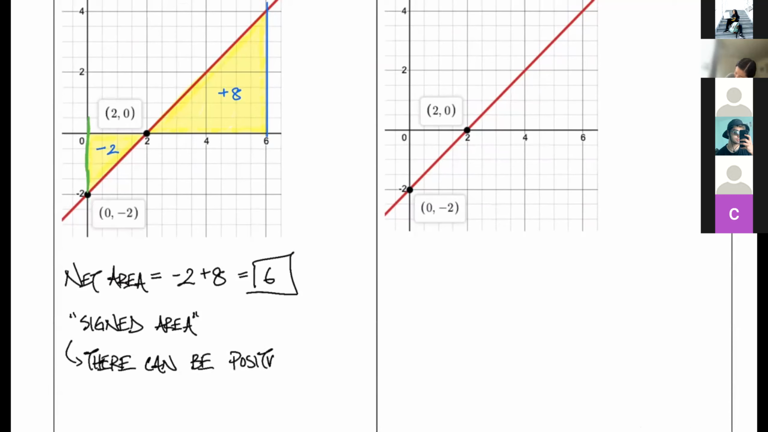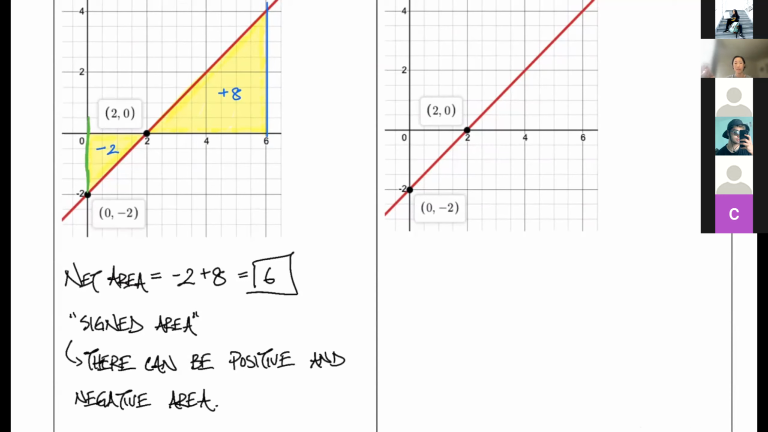positive and negative area. Okay, there can be positive and negative area. And yes, exactly. Okay, there we go.